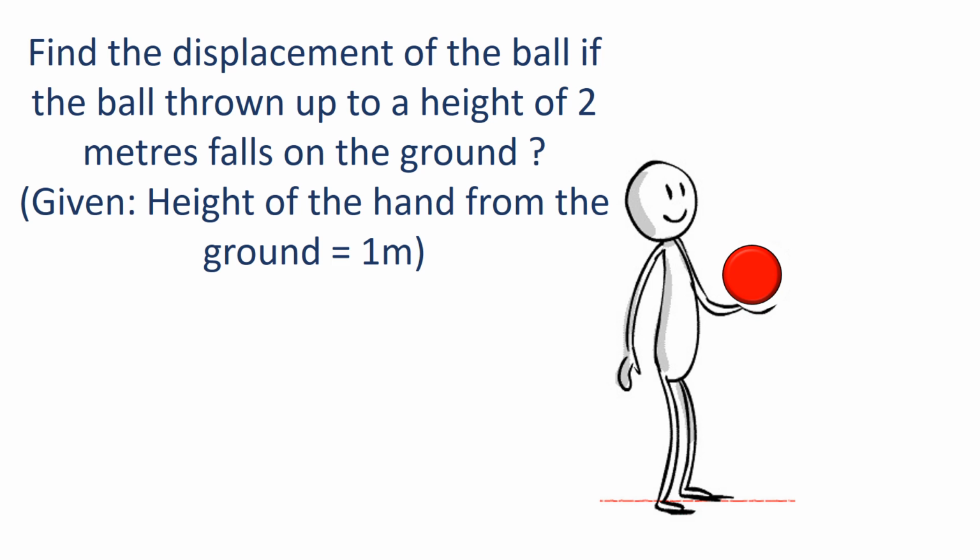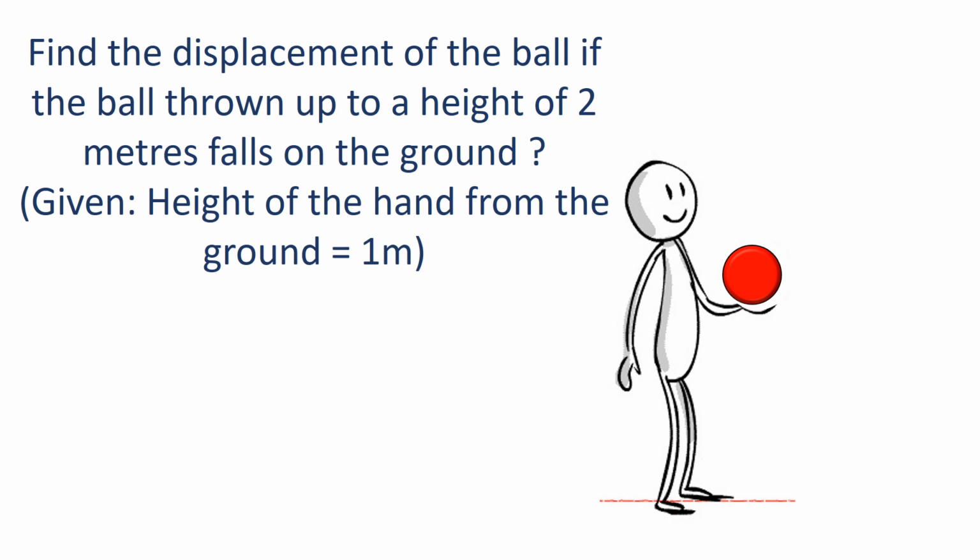Now we are going to see how displacement can be negative. Displacement can be negative also. Look at this example. Here the boy is standing with the ball. He is going to throw it up to a height of 2 meters, but he is not going to catch it. The ball falls down. It falls on the ground. Now how are you going to calculate the displacement? The question is to find the displacement if the ball thrown up to a height of 2 meters falls on the ground.